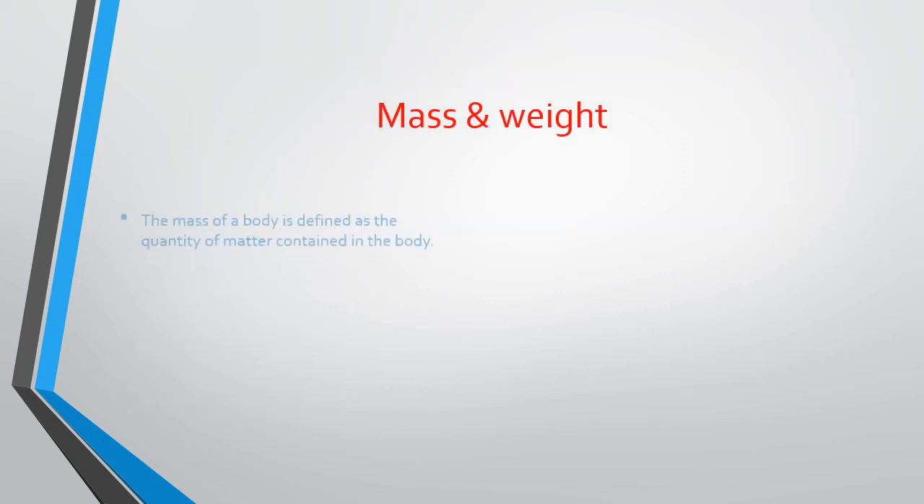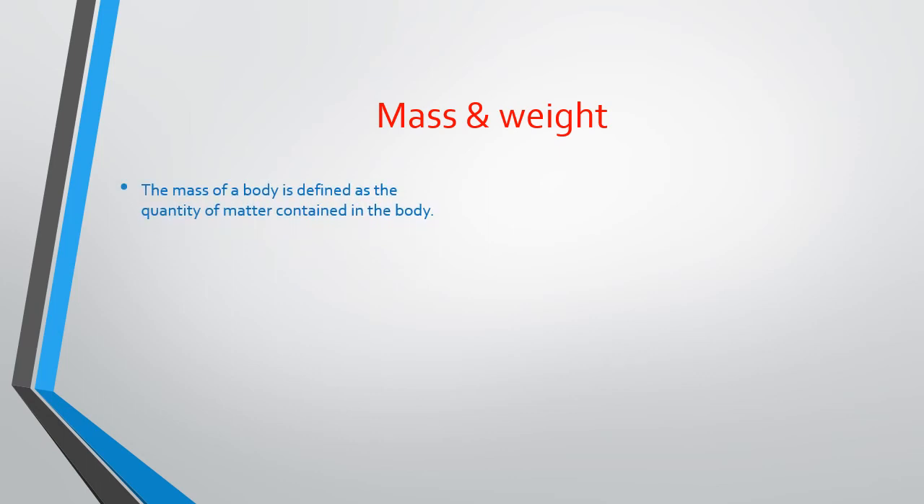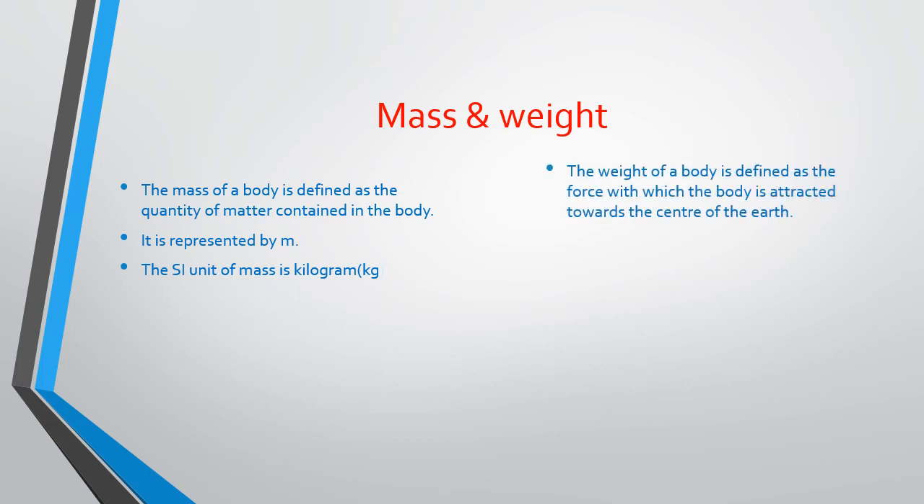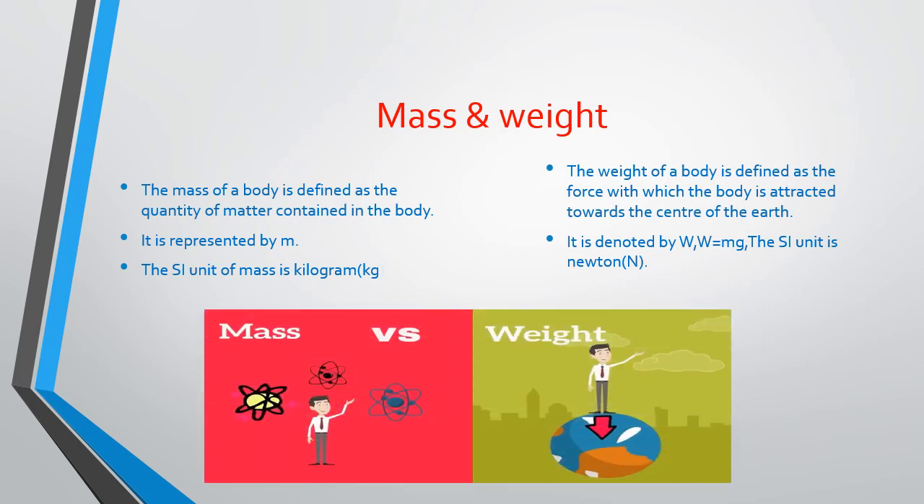Mass and weight. The mass of a body is defined as the quantity of matter contained in the body. It is represented by the symbol small m. The SI unit of mass is kilogram, kg. What is weight? The weight of a body is defined as the force with which the body is attracted towards the center of the earth. It is denoted by capital W. W will be equal to m into g. The SI unit is Newton, capital N.